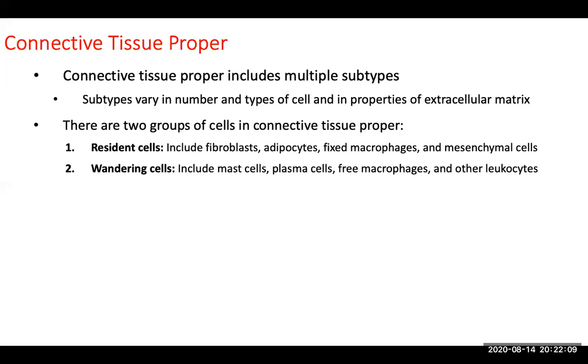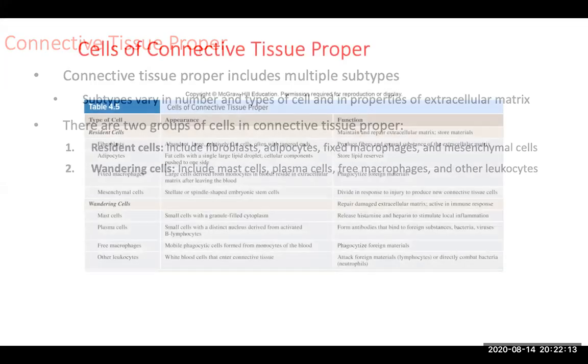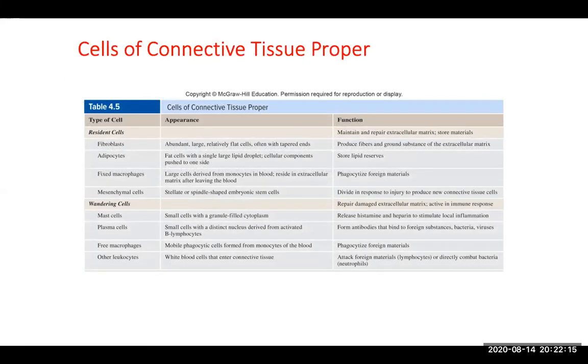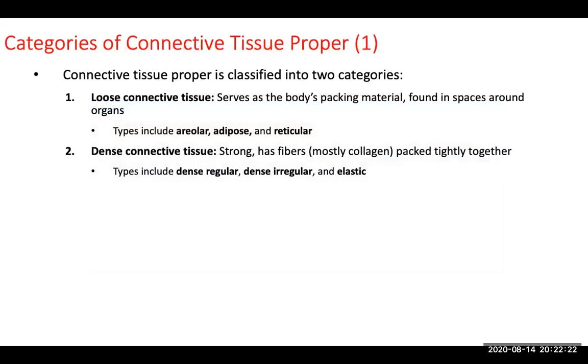There are two groups of cells in connective tissue. They can be resident or wandering. And this gives you a great table of the resident and wandering cells, their appearance, and their function. Connective tissue proper can be loose or dense. Loose connective tissue is what we call areolar, adipose, or reticular. And dense can be dense regular, dense irregular, or elastic.